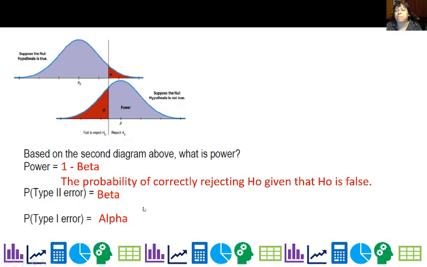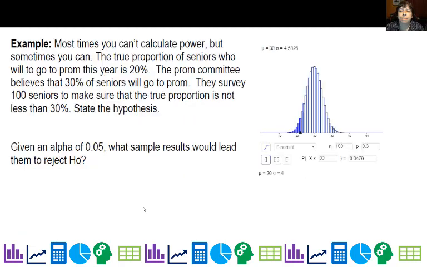Now, most times, you're not going to be calculating power. But I think you're going to understand it a little better if we can actually do an example where it is possible to calculate power. You can calculate power if you actually know the true value, which most times we don't. But I'm going to make up an example where we know the actual percentage and the hypothesized percentage. So the true proportion of seniors who will go to prom this year is 20%. The prom committee believes that 30% of seniors will go to prom. They survey 100 seniors to make sure that the true proportion is not less than 30%.